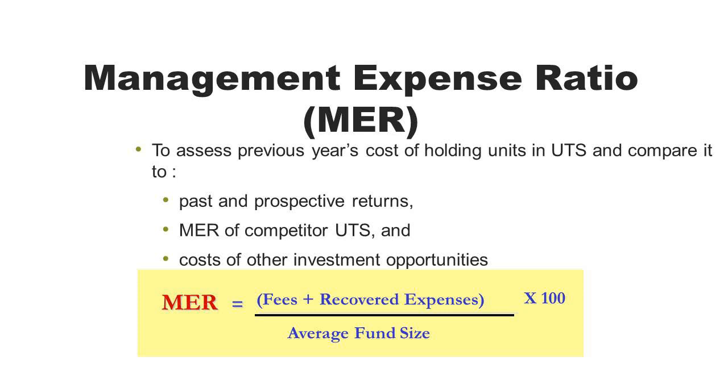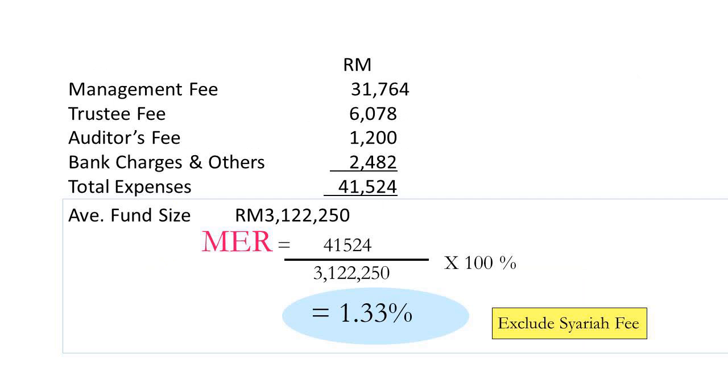And why do they multiply by 100? Actually they multiply by 100%. So that is, the amount is actually very small. It is in percentage. So for example, you have something like that. Management fee 31,000, trustee fee 6,000, auditor fee 1,200, bank charges 2,400. You add up together, total is 41,000. But the fund size is 3.1 million. So you just divide, and you get times 100%. Why? Or else the number becomes 0.0133. So you multiply by 100%, you get 1.33%.